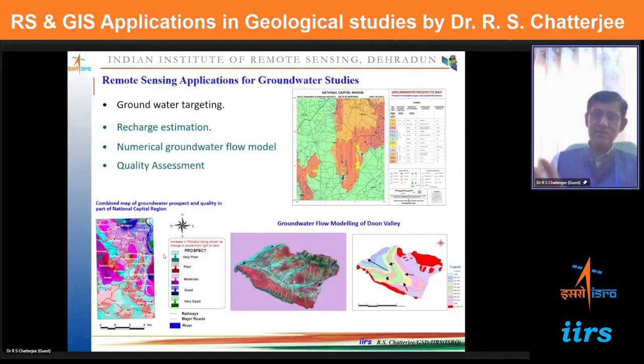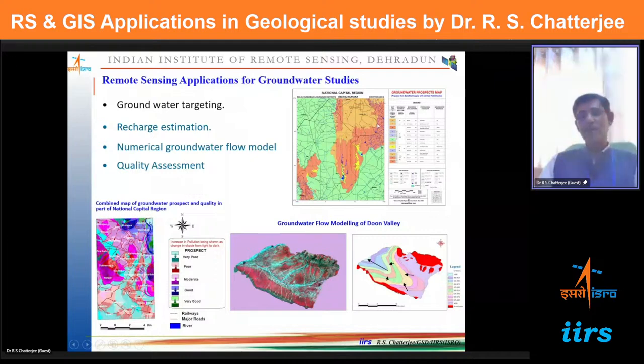Now coming to the different applications. To begin with, for example, the groundwater studies. You can do groundwater targeting, meaning where the groundwater availability is more. Then where groundwater recharge can be estimated, and in which area the groundwater recharge can be done efficiently. That identification of the recharge site can be done from remote sensing data. And there are other things where GIS plays a very important role, that's numerical flow modeling and quality assessment.